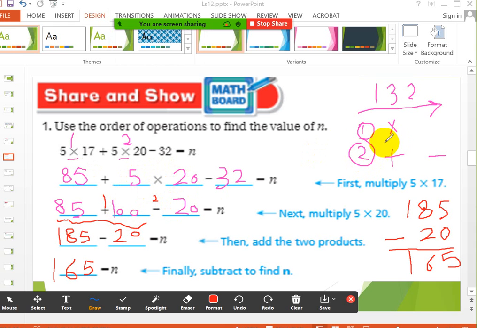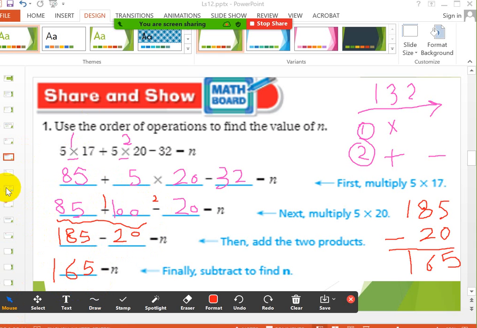After that, I did my multiplication. I have to do addition and subtraction. So it will be what? First thing, from the left to the right. So I will start with addition, then subtraction. First, you have to add the numbers. Then you will find the answer. Then you will do the subtraction. And the answer was 165.